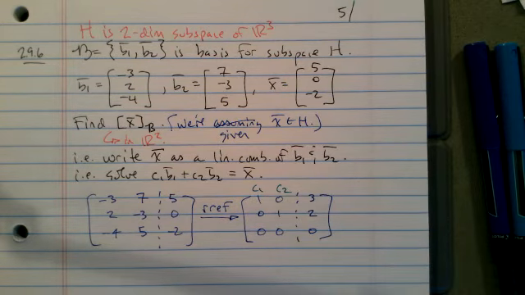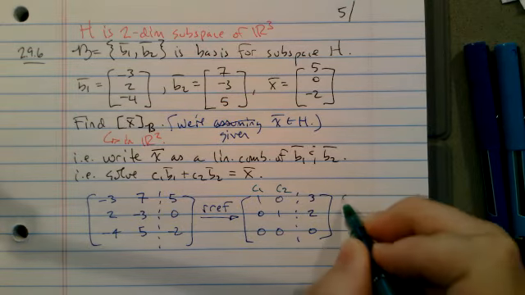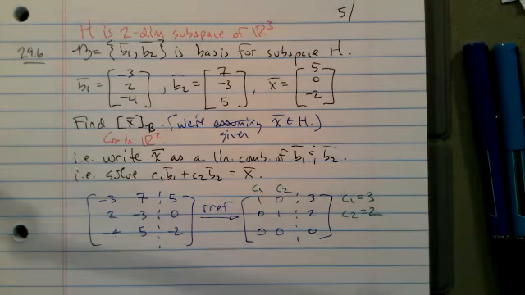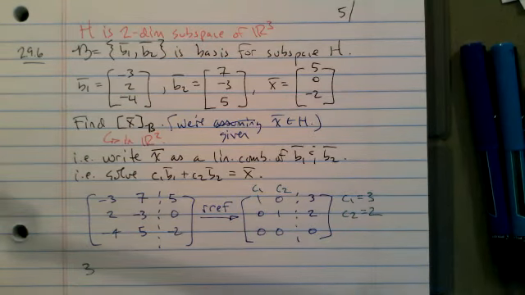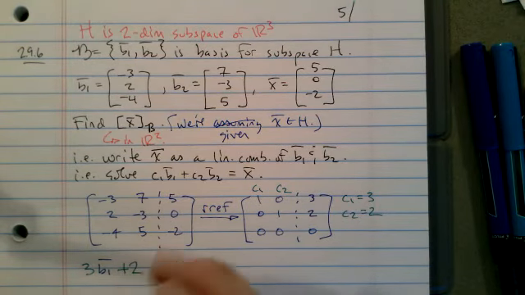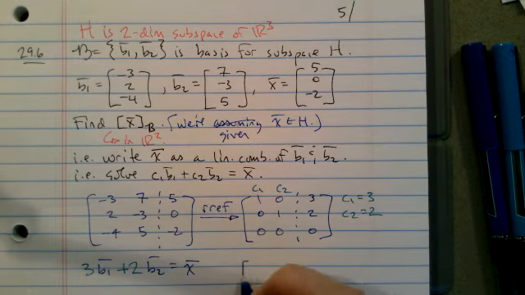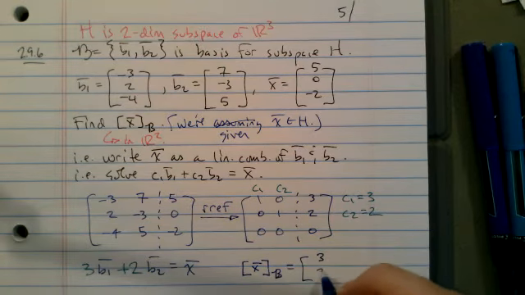We're trying to solve a vector equation. And so I get C1 is equal to 3 and C2 is equal to 2. What this means is that 3 times B1 plus 2 times B2 is equal to x. There's x as a linear combination of the vectors B1 and B2. That means that the coordinates of x relative to the basis B are 3, 2.